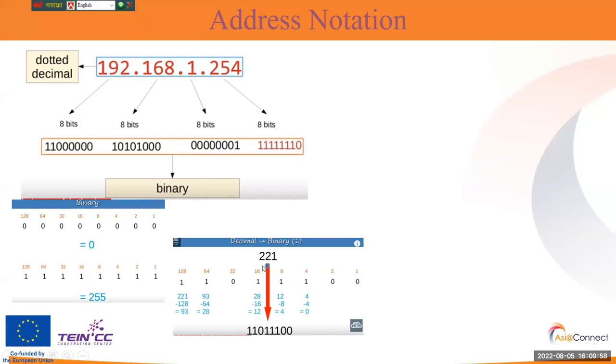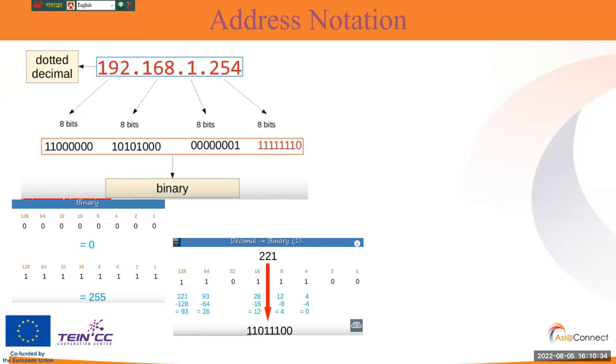For 221, this positional value should be one, this positional value should be one. That means 128 plus 64, then 16 plus 8 plus 4 in this way, and the total should be 221. So you need to check every positional value, which positional values, if we add them, give the total sum. In this way, we can simply convert it.